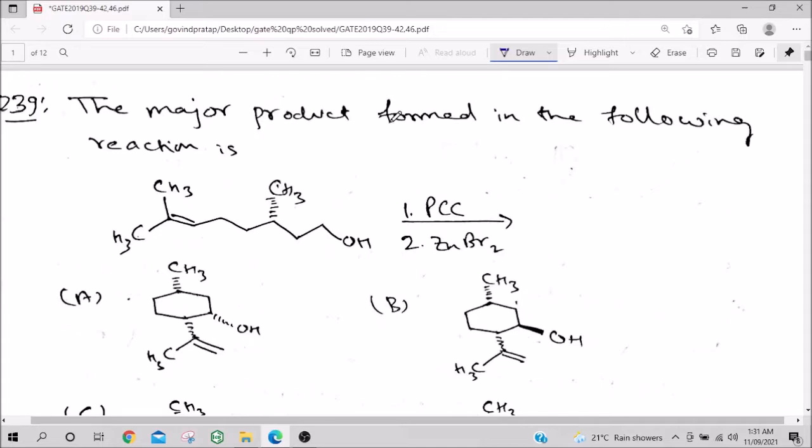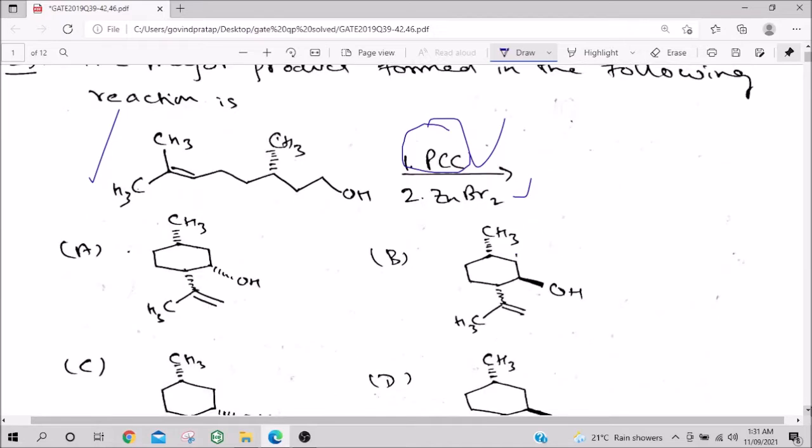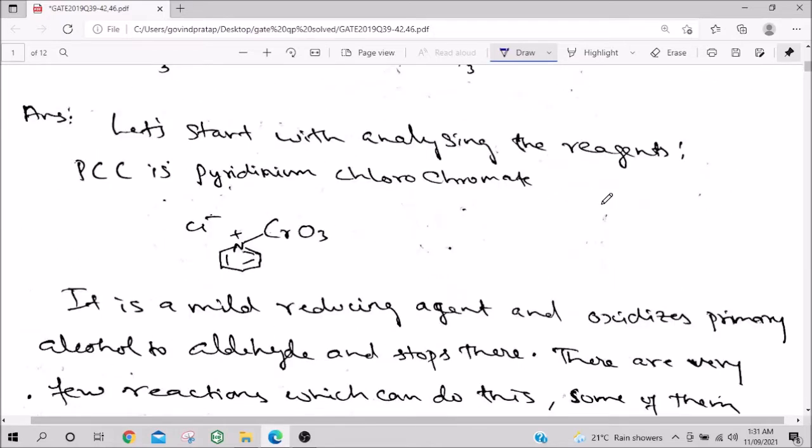The first question says the major product formed during the following reaction is. So you are having this molecule and you are adding PCC and zinc bromide. When you think about PCC, what comes to your mind? It is a mild oxidizing agent which converts primary alcohol into aldehyde and stops there. If you put a little more powerful oxidizing agent, it will convert alcohol into aldehyde, and then it also converts aldehyde into carboxylic acid. But if you want to stop there, you use PCC, that is pyridinium chlorochromate.